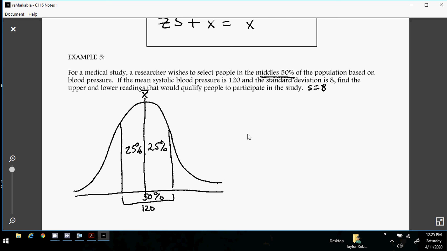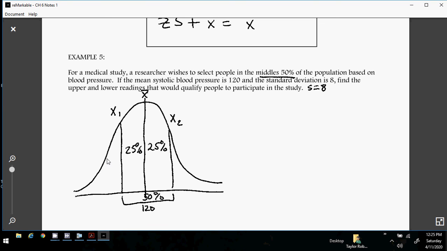Find the upper and lower reading. So what we're looking for is this X value here and this X value here. Now, I don't really have a whole lot of information, but I do have enough to solve it. Alright, you're like, well, I don't understand how you have enough to solve it. Well, what I need is this X value on the left and this X value on the right, which means I need this area on the left and this area right here.